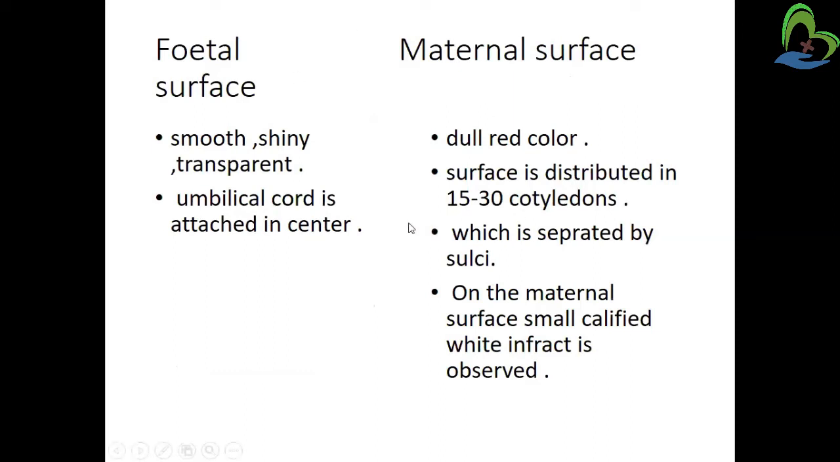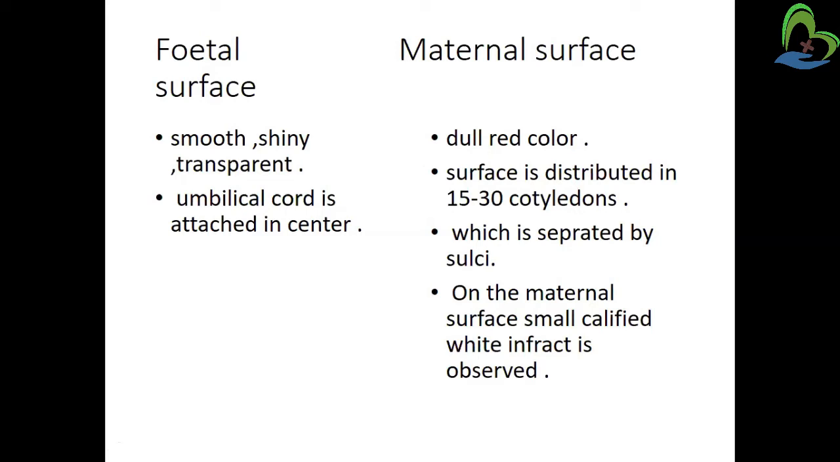The placenta has two surfaces, as we already discussed: a fetal surface and a maternal surface. How does the fetal surface look? It is a smooth, shiny and transparent layer, and the umbilical cord is attached at the center. And the maternal side is dull red in color, and its surface is divided into 15 to 30 lobes, known as cotyledons.